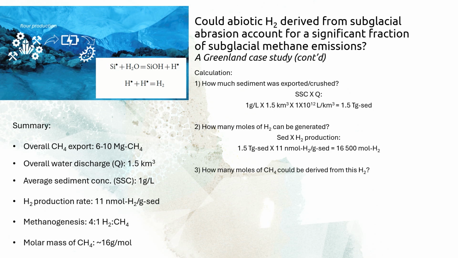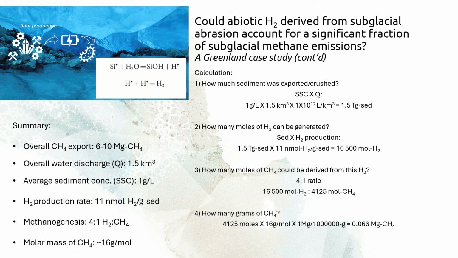Now, if we remember that methanogenesis uses a 4-to-1 ratio between hydrogen and methane, here we're just dividing the number of moles of hydrogen by 4. We get this. And then if we compare this to our overall measurements of 6 to 10 megagrams of carbon, so how many grams of methane this corresponds to, we can see that, in fact, this could only support roughly about 1% of the overall methane that is exported.